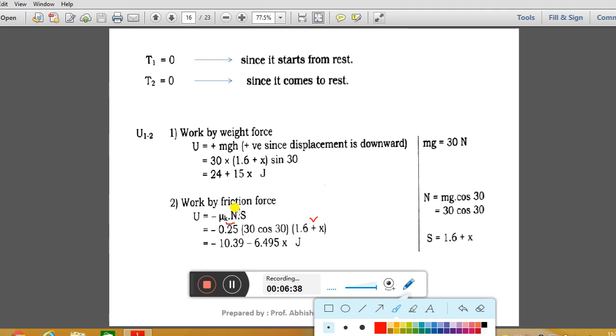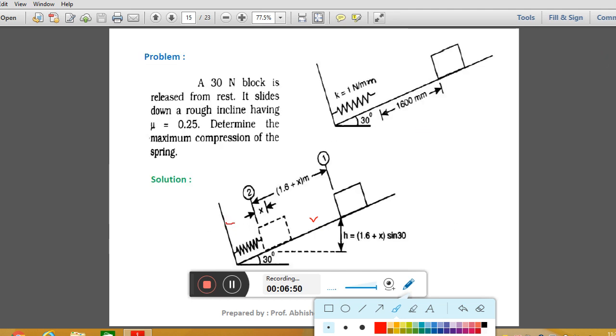Now we have to find this N. What is N? N is the reaction. So the reaction is always perpendicular to the surface. So let us find the value of this reaction. For this, draw the free body diagram.